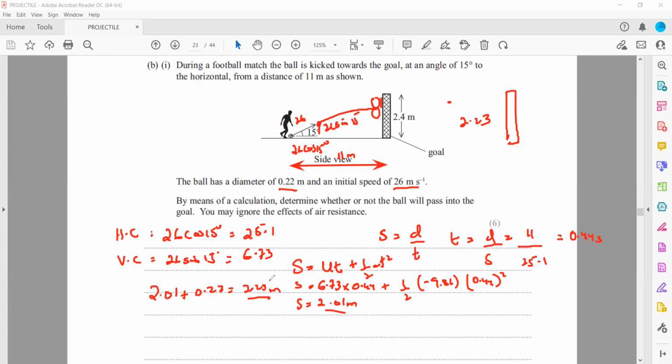Is it clear? Yes, sir. But why are we taking 11 meters as the horizontal distance? Because they mention in the question that during the football match, the ball is kicked toward the goal at an angle of 15 degrees from a distance of 11 meters. The horizontal distance between the goal and the ball is 11 meters. That's given in the question. Okay, sir, clear.